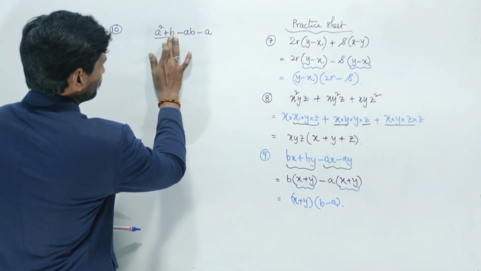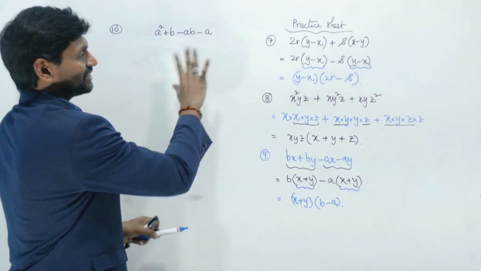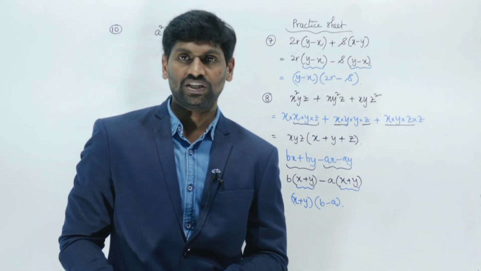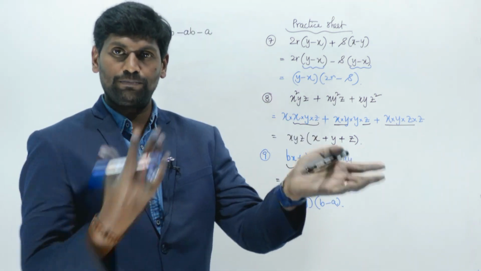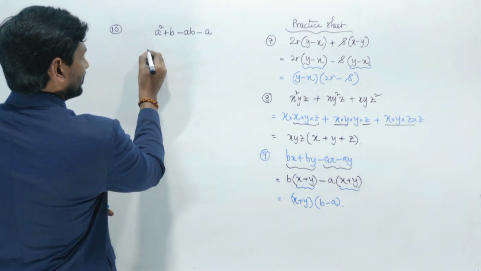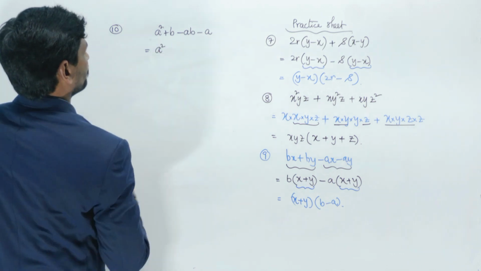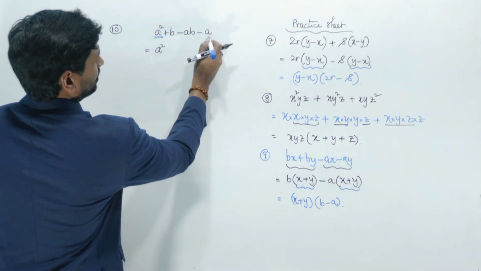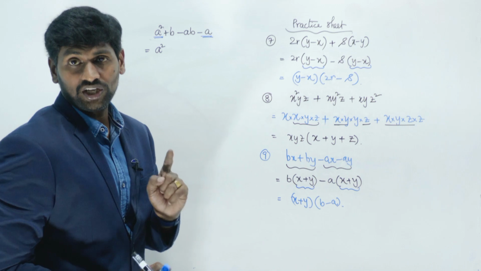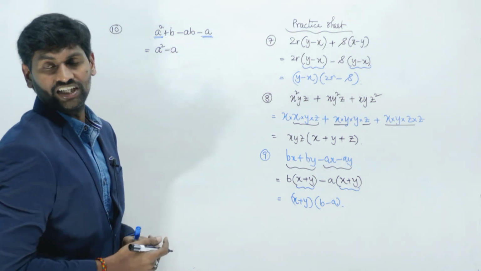So in this type of situation, what to do? We have to interchange the terms by using the commutative property. That means a plus b we can write as b plus a. We can interchange, right? Now I am writing the first term and last term together. What is the first term here? A square is the first term. The last term is minus a. So a square minus a together I have written.